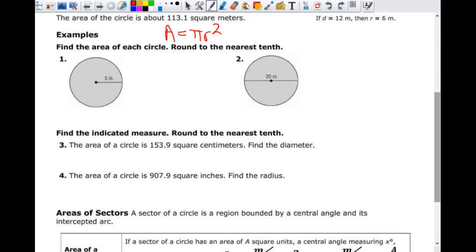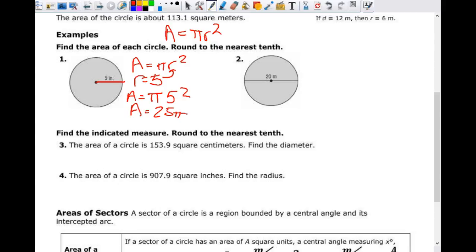So let's figure out how we do this first one. We're trying to find the area of the circle. We know A is equal to pi r squared. The only thing we know about the circle is the radius. So r is equal to 5. Plug this in right here. A is equal to pi times 5 squared. A is equal to 25 pi.